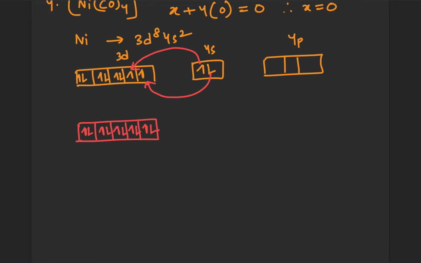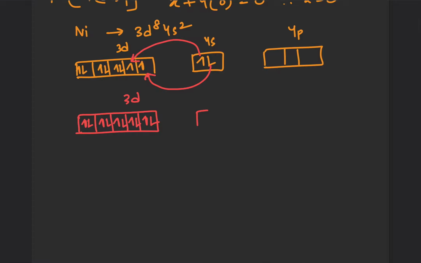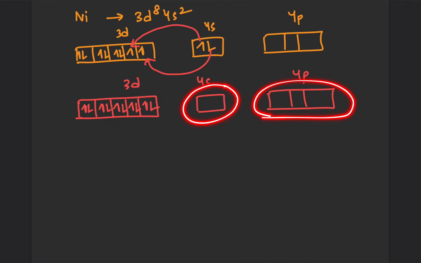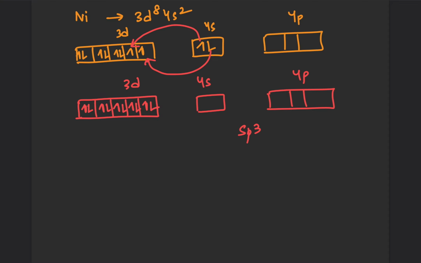Okay, so this is 3d, then we will have 4s, then we will have 4p. So you can see there is one 4s orbital and there are three 4p orbitals, and they undergo sp3 hybridization. And in 3d there are zero unpaired electrons, all of them are paired, so therefore this is diamagnetic.